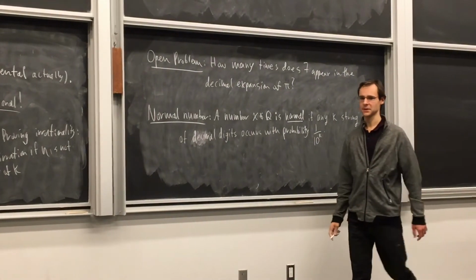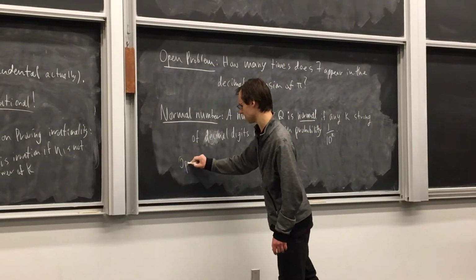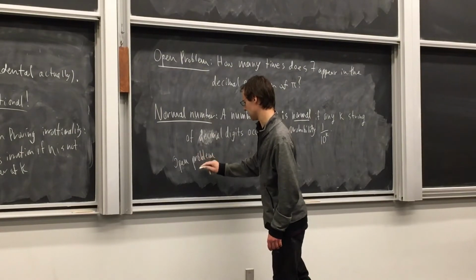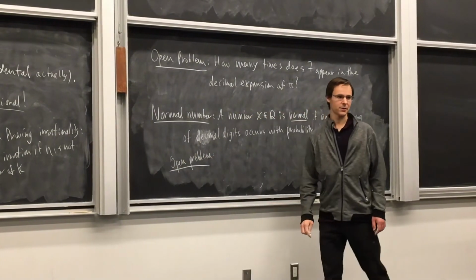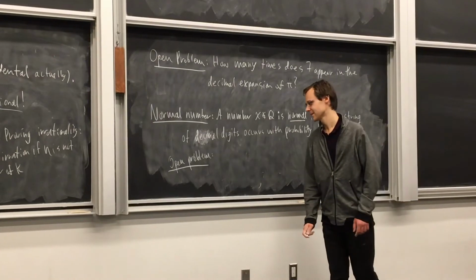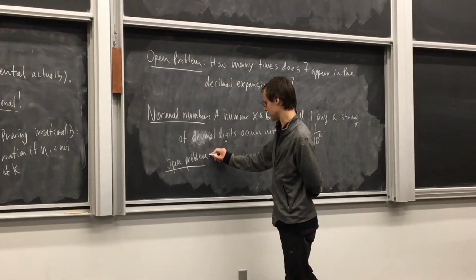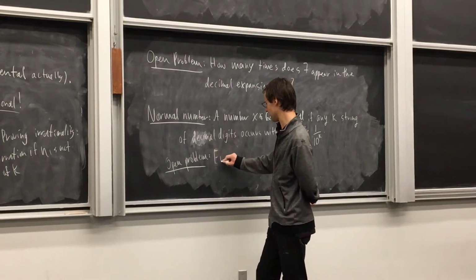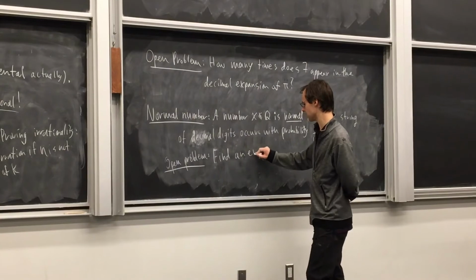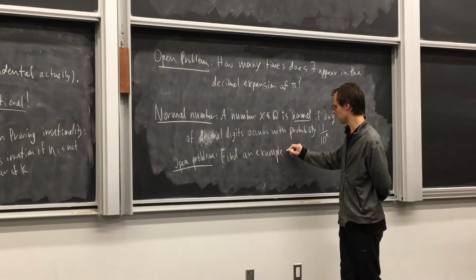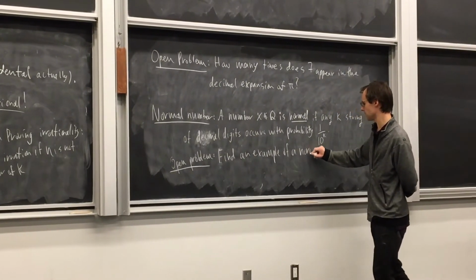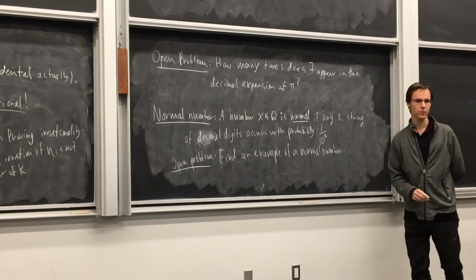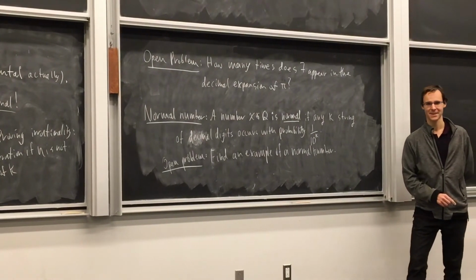And here's an open problem associated with normal numbers. Prove that almost any number is normal. We don't know how to do that. Actually, something stronger can be said. Exhibit an example of a normal number. So find an example of a normal number, and prove that it is normal. That comes with it.